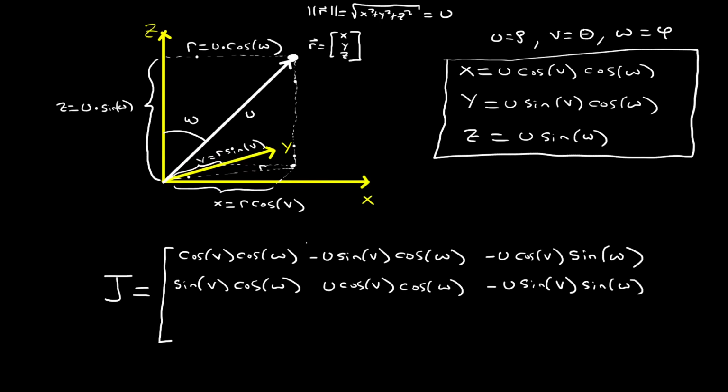And then lastly, the z partial derivative. The z partial derivative with respect to u will be sine of w. The z partial derivative with respect to v will be 0. And the z partial derivative with respect to w will be u times cosine of w. So the Jacobian matrix for this coordinate transformation is a little bit more complicated than for cylindrical polar coordinates.